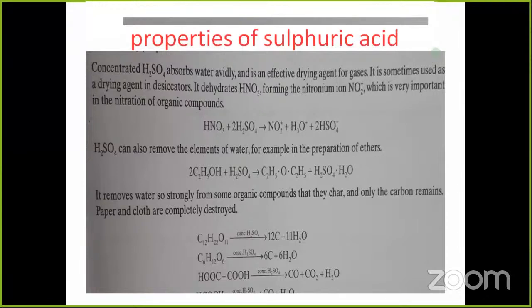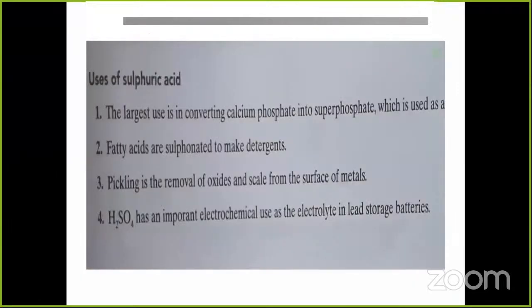You take oxalic acid, you take formic acid, whatever it may be, any compounds in presence of sulfuric acid undergoes dehydration, gives byproducts. So these are all the examples for dehydration reactions of sulfuric acid. So therefore, these are the uses, the applications of sulfuric acid. The largest use is in converting the calcium phosphate into superphosphate lime.